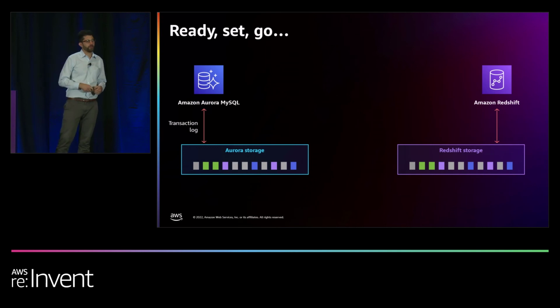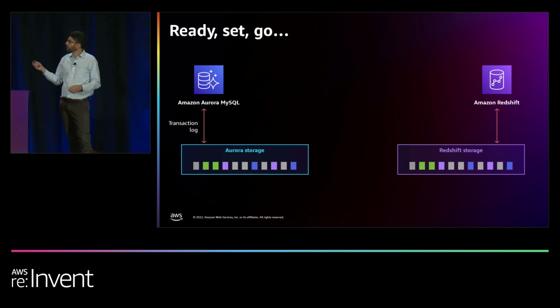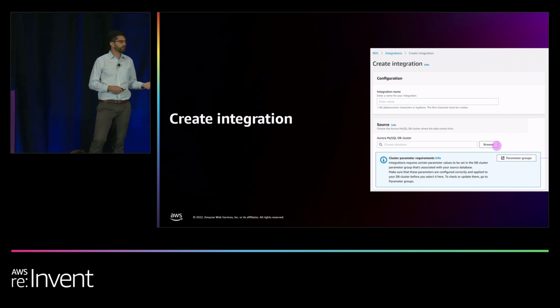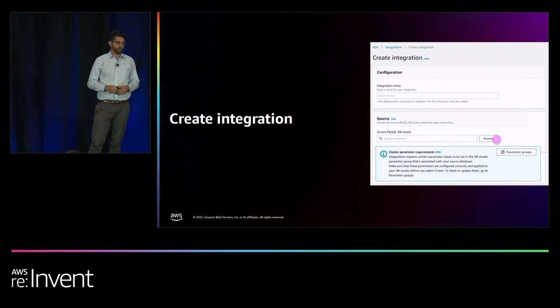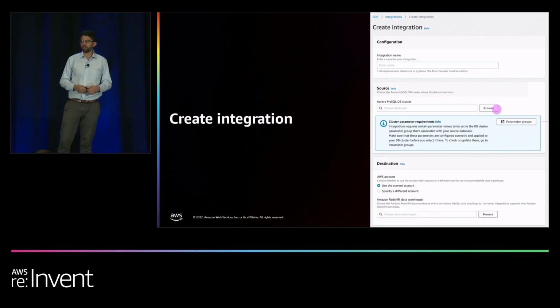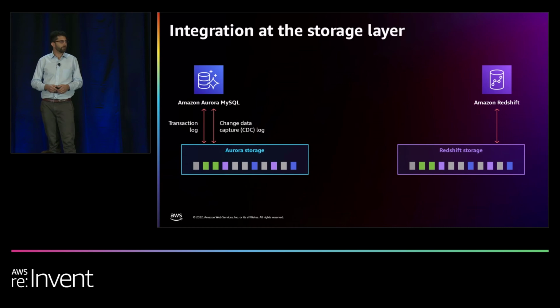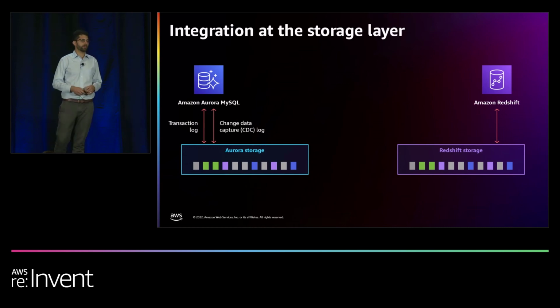So going back to our diagram, when you start to write data to your Aurora cluster, we start to write the transaction log down to Aurora storage. Now, when you go to create your integration, just as we saw in the demo, you specify your source, then you specify your destination, and you click create. And on the back end, we do a number of things.